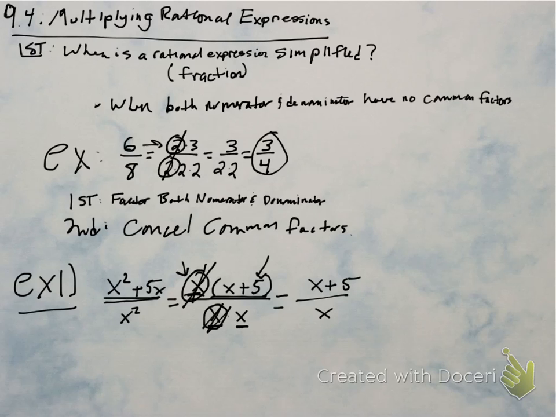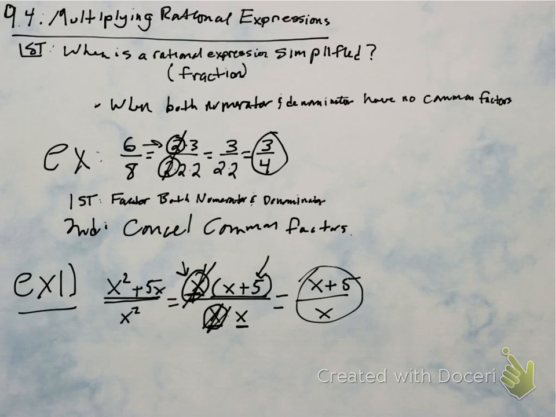Once again, you can't cancel the x's because the factor in the denominator is x, and this entire binomial is the factor of the numerator. I know that because I'm not multiplying the x by the 5. So that whole expression, x plus 5, is the factor. Since that's not the same as what's in the denominator, that would be my final answer.